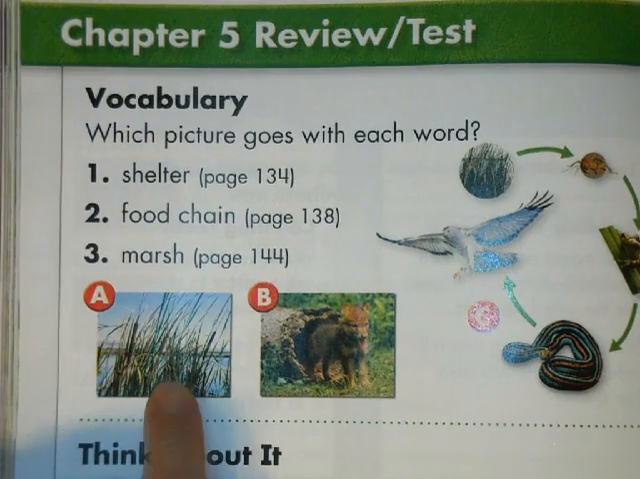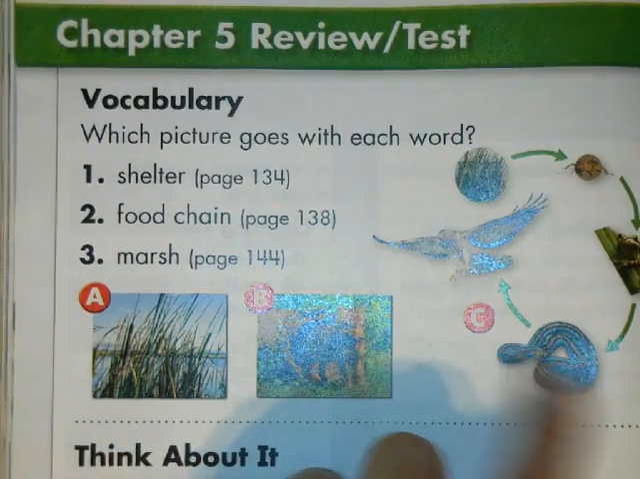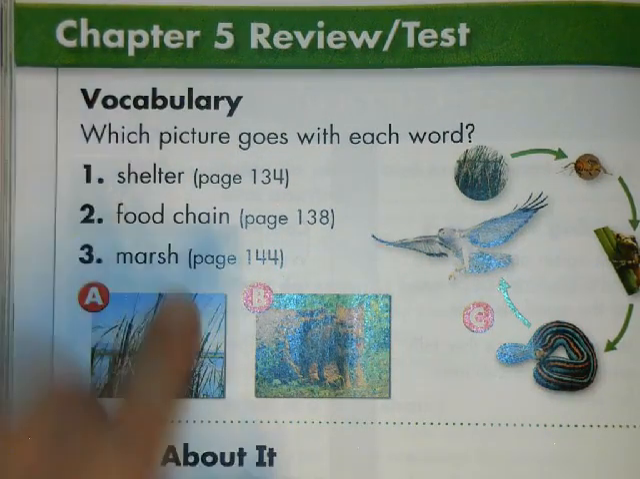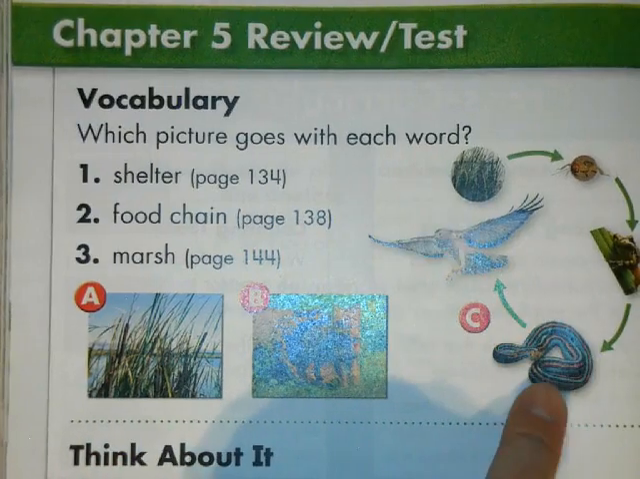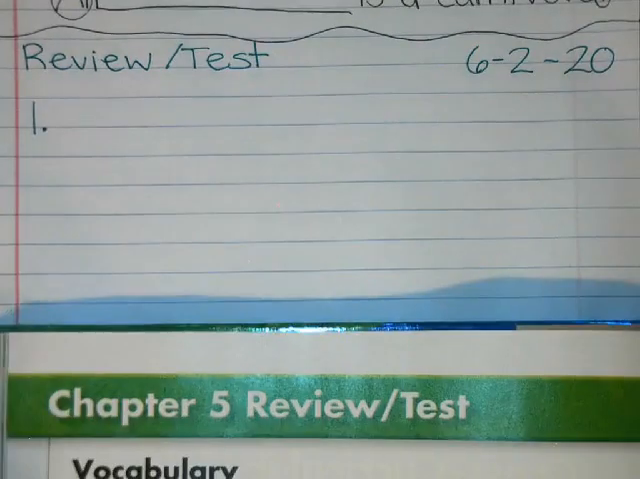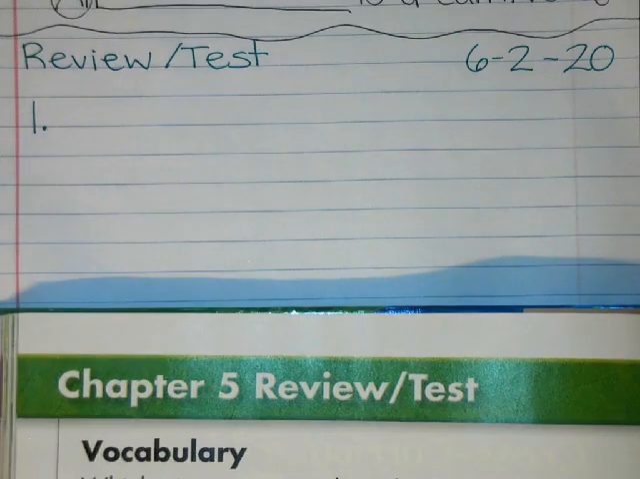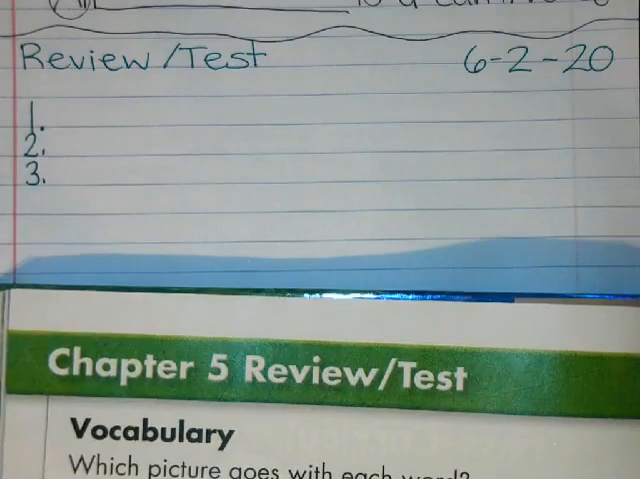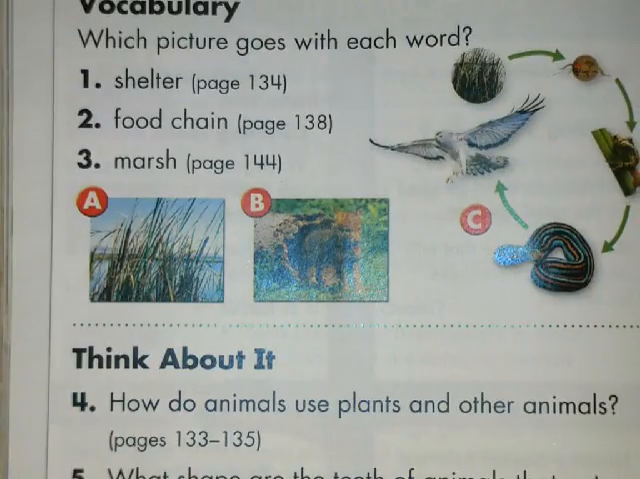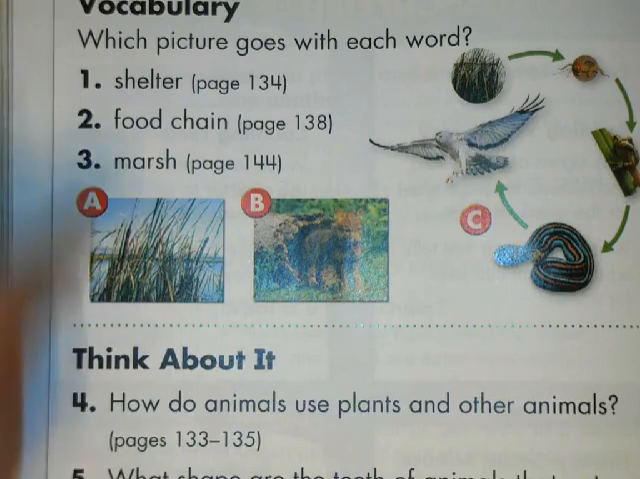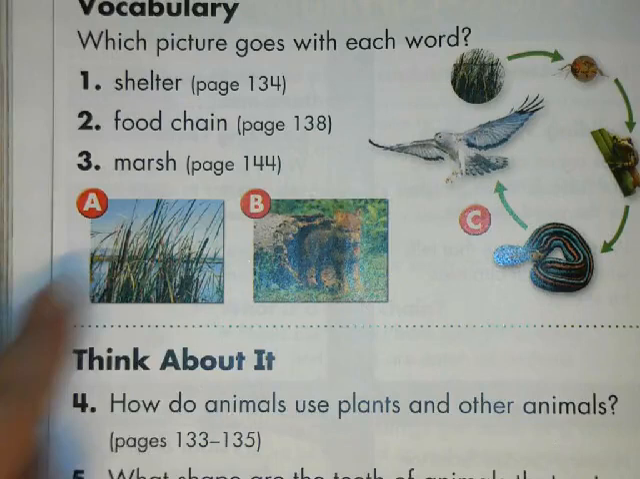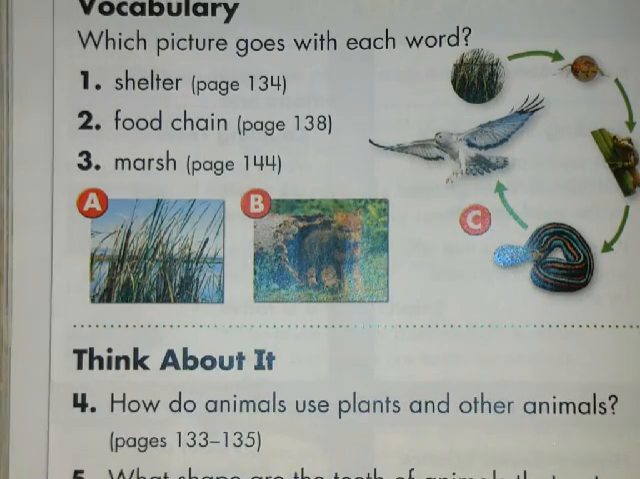So you have picture A, picture B, and this is picture C. Okay? Number 1, shelter. So which picture shows a shelter? You're going to write A, B, or C next to number 1. And then we can put number 2 and number 3. Okay, number 2, a food chain. Which picture shows a food chain? A, B, or C? Write the letter next to number 2 on your paper that shows a food chain.